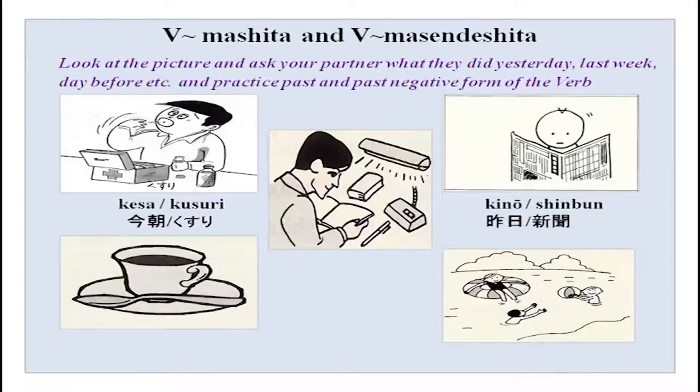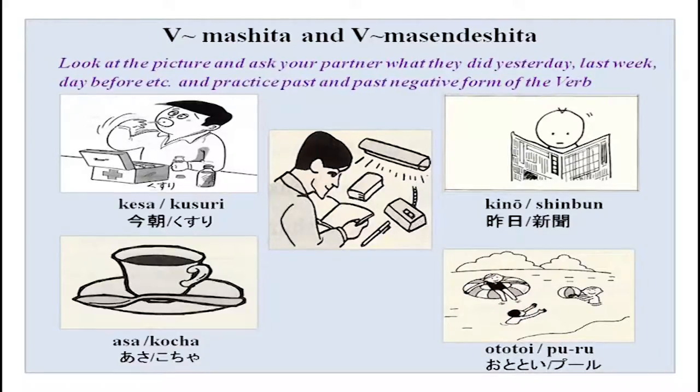Now the second one is, kino shimbun o yomimashita ka? Hai, shimbun o yomimashita, because he is reading. Now you have the kocha over here, the cup is full. So well, maybe someone did not have. So asa kocha o nomimashita ka? Iie, nomimasen deshita.